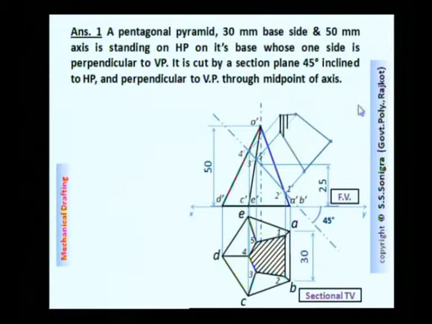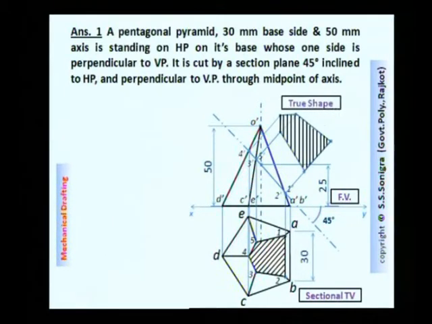And in the true shape, draw lines at an angle of 45 degree with the reference line. So this line would be either vertical line or horizontal line, and this is the section line of the true shape. Draw the lines like this. All the lines should be equidistant, should be drawn as shown over here.